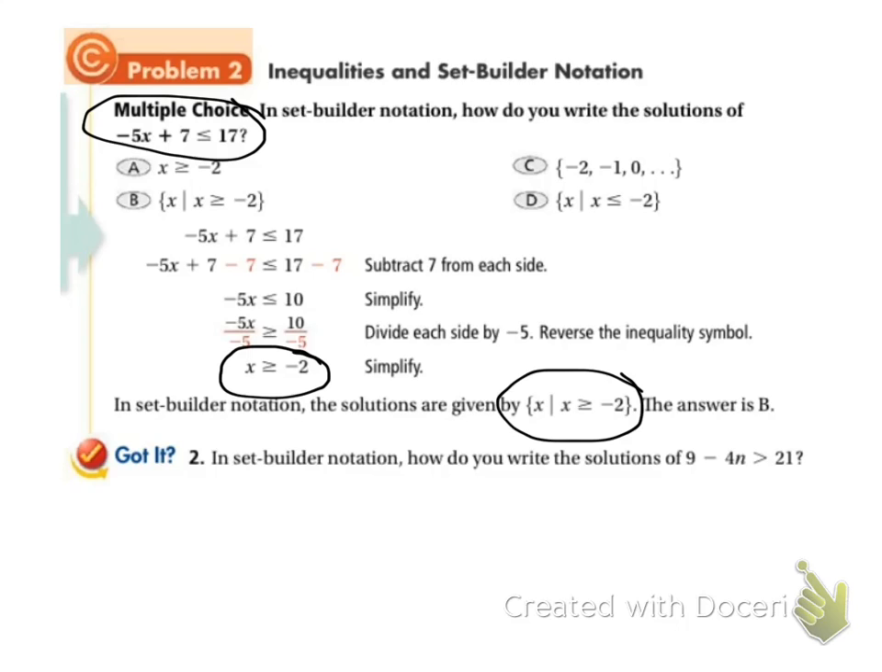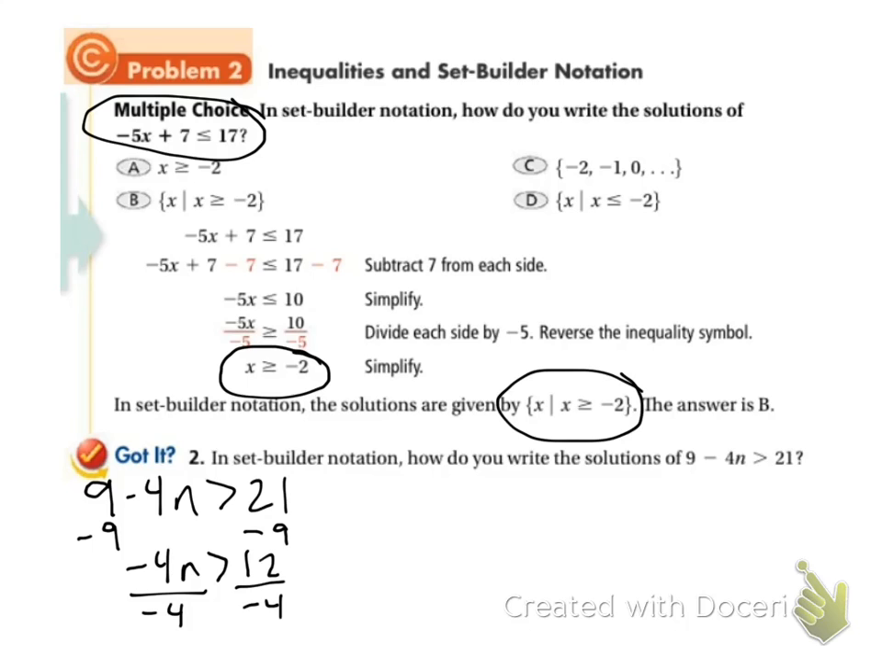So let's try that with our got it problem. I've got 9 minus 4n is greater than 21. So first I'll subtract 9 from both sides. I get -4n is greater than 12. I need to divide both sides by -4. What do I do when I divide by a negative number? I flip the sign. So I get n is less than -3.